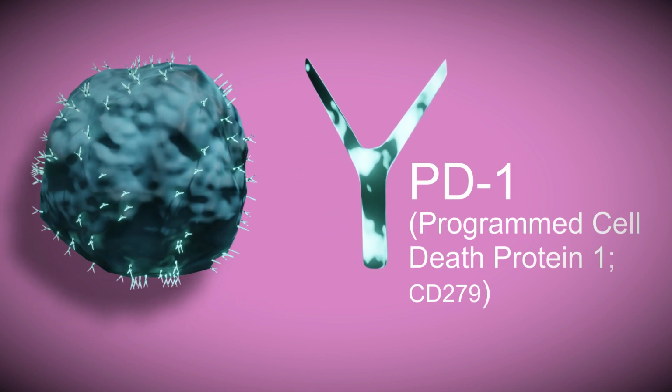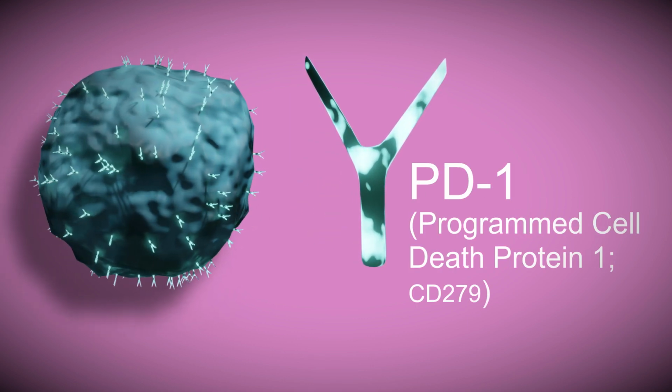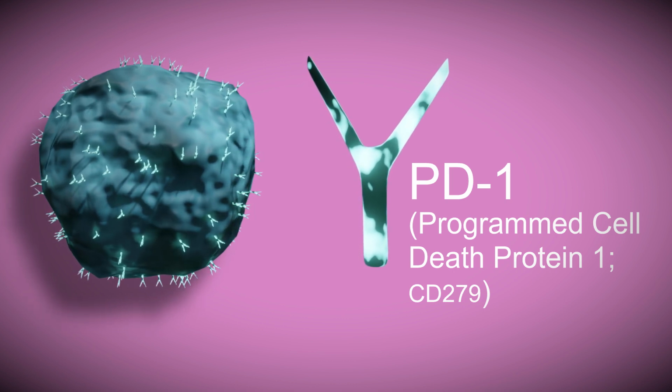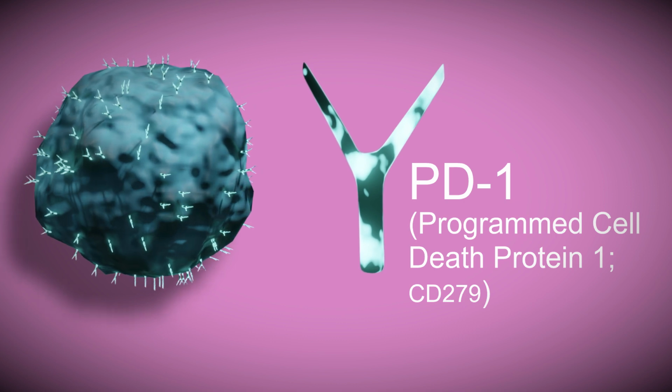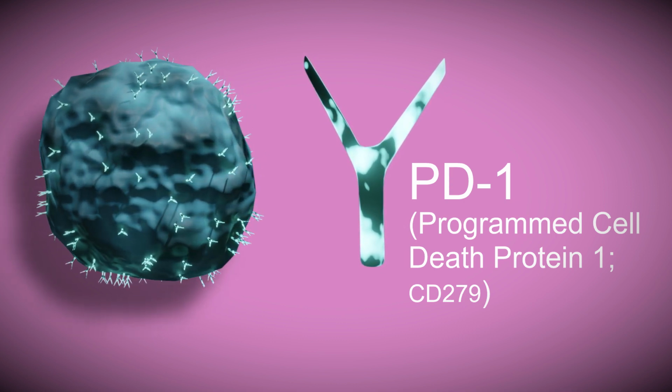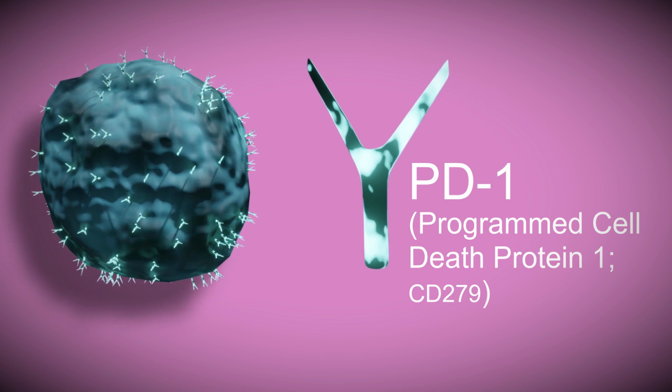PD1, programmed cell death protein 1, also referred to as CD279, is one of the checkpoint proteins found on the surface of the immune cells. It is an inhibitor of both adaptive and innate immune responses. In addition, PD1 is highly expressed on tumor-specific T cells.